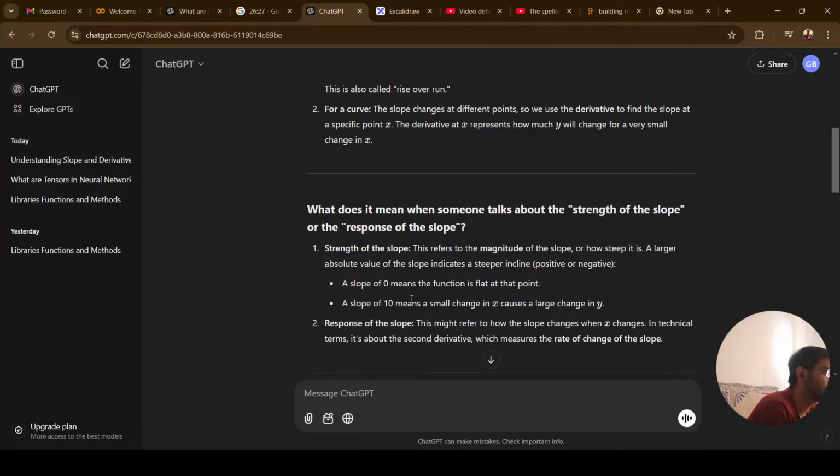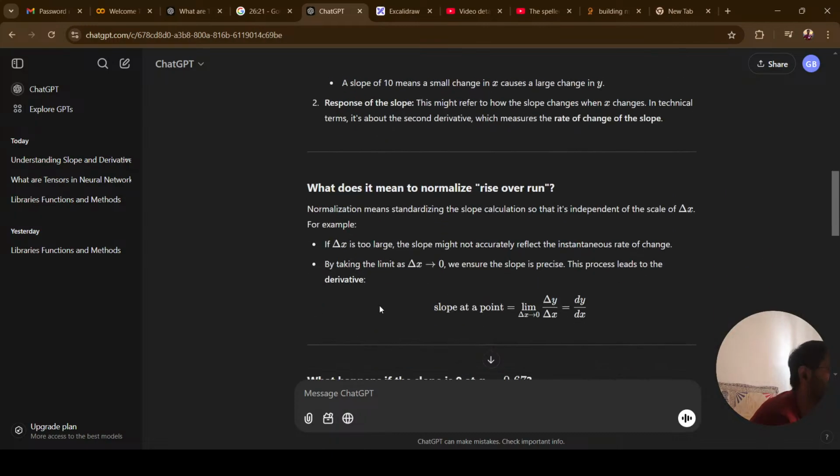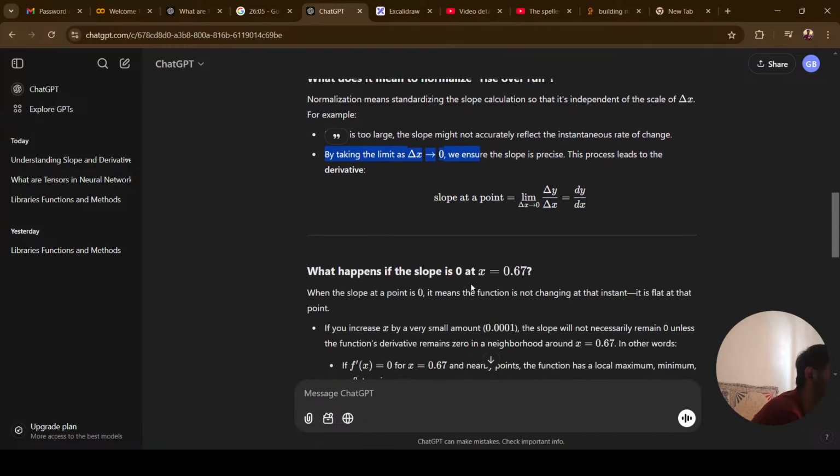If our slope is about the derivative, which means the rate of change of slope. Okay. What does it mean when we normalize? Normalization means standardizing the slope calculation so that it's independent of the scale of x. For example, if delta x is too large, the slope might not accurately reflect the instantaneous rate of change. By taking the limit as delta x tends to 0, we ensure that the slope is precise. Okay, yeah, that is understood.